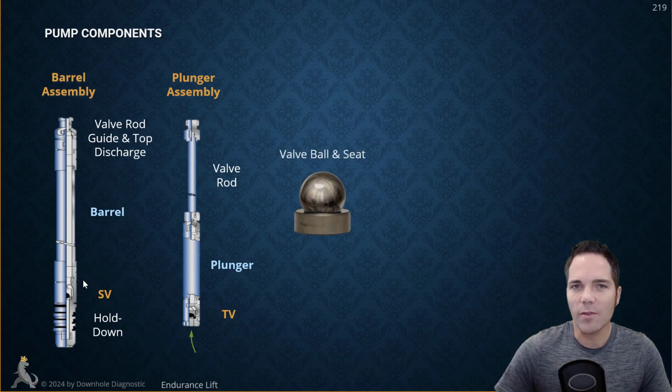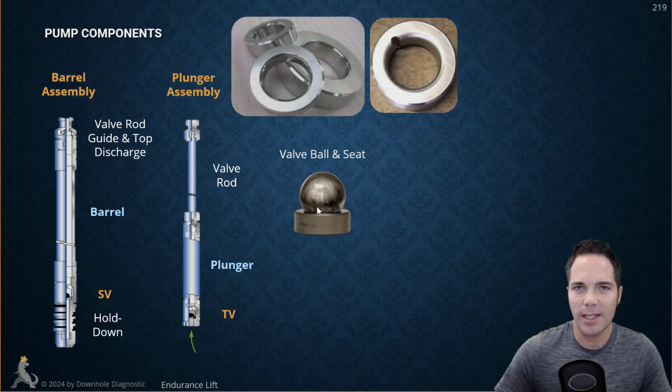So our valves, our standing valve and traveling valve, they look like this. It's just a ball on a seat, and here's what valve seats look like. Okay, it's just basically like a donut. It has a little beveled edge that's going to create a tight seal with that ball when the ball is sitting down on top of it, assuming that the ball is in good condition and assuming that little beveled edge is in good condition and it's not corroded.